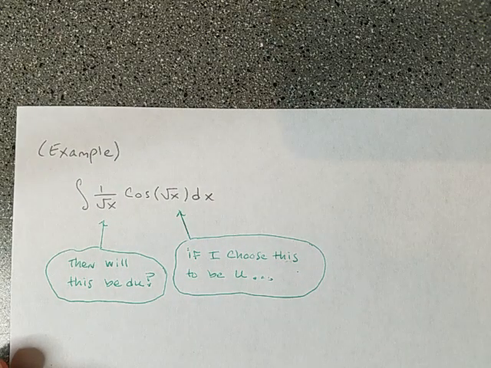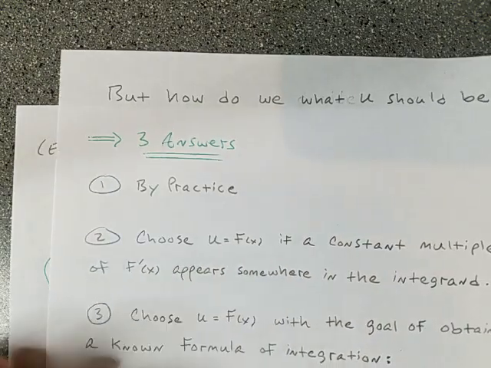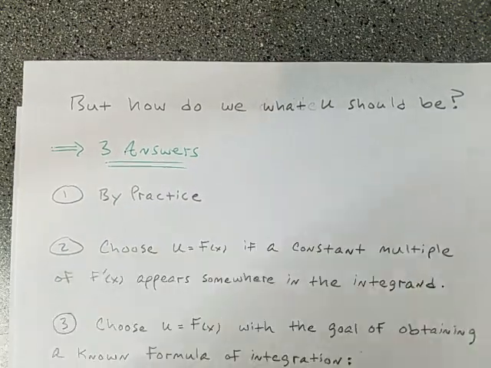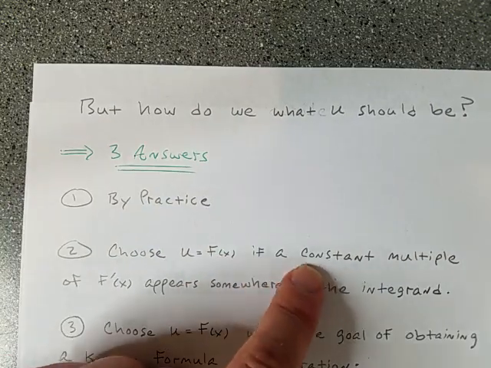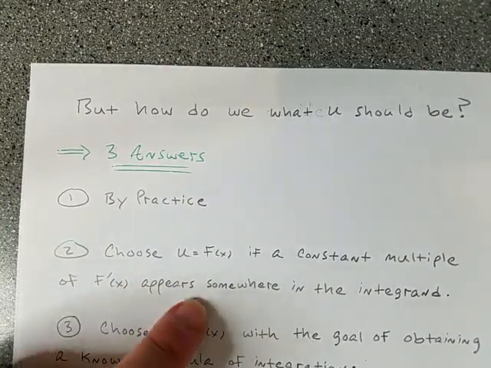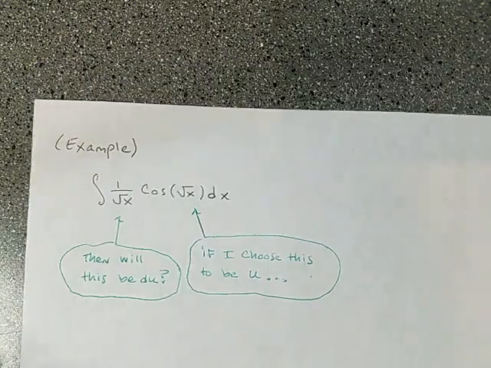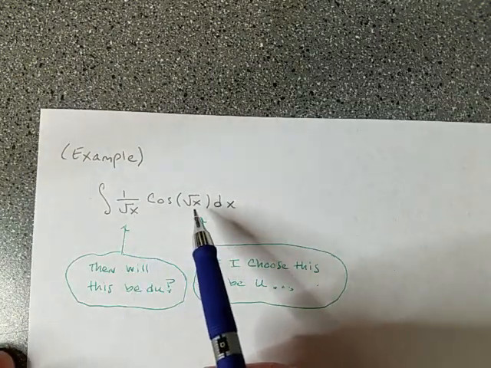Let's see. This will be like the second one. We choose u. Here's one strategy. This is one of several strategies. We choose u such that a multiple of its derivative appears somewhere else in the integrand. So here's the thinking that you might have on this one.